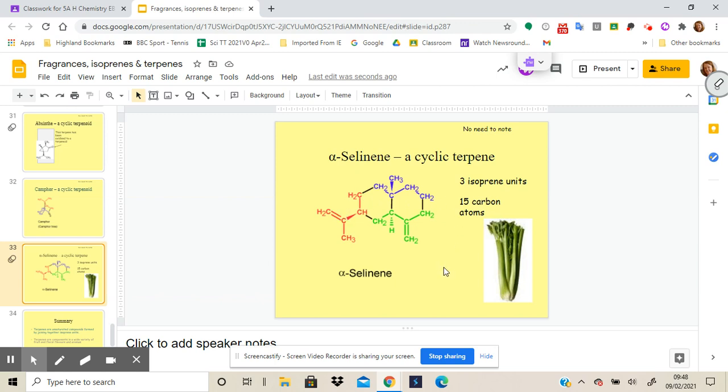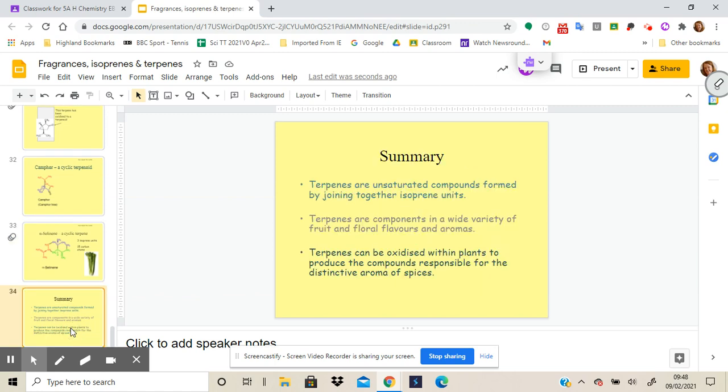You do not need to know the names or the structures, but you need to be able to recognize how many isoprene units are in each one. There's a wee summary at the end there. Okay, so that's that.